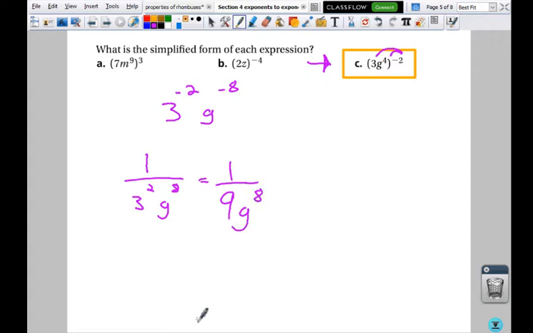I thought you were saying 3 squared is a 1. I'm like, not quite. Oh god.